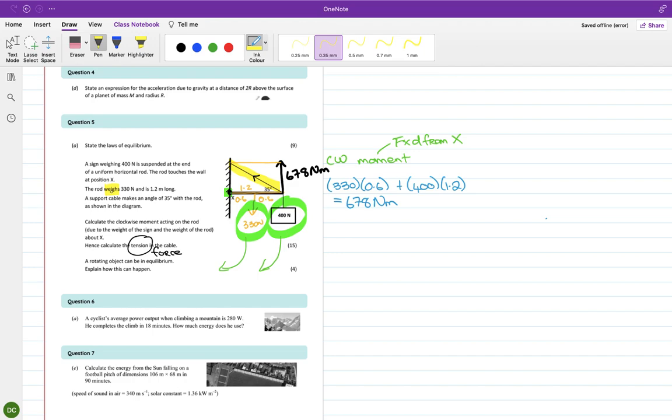Right, but we can figure it out. Because moment is force by distance. The moment is 678, and we know the distance is 1.2. So if I just divide by 1.2, I'll be able to work out that force. 678 divided by 1.2 is 565. 565, and that's now a force, so it's newtons. So now, sorry, I'm not going to use the moment because the moment doesn't help me. I'm going to use the force.